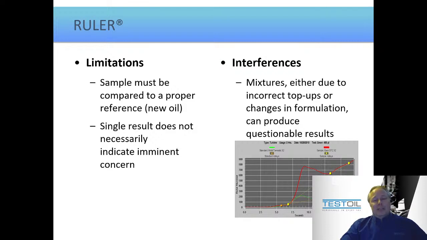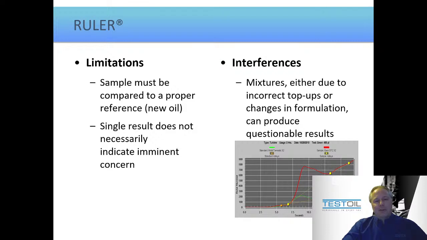Now, in terms of limitations to this test, we do need that new oil reference. If we have not seen your oil before, we don't have a way of actually reporting this percentage to you. We'd only have a way of creating a voltammogram, which wouldn't tell you much. But in terms of interferences, one of the things that can really throw off a RULER test is if there's ever a mixture of two oils. If you ever accidentally top up with the wrong oil, or you just simply stop buying from one supplier and start buying from another supplier, that can mess up how these results are interpreted.